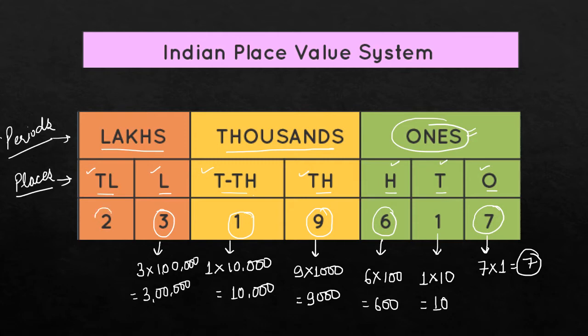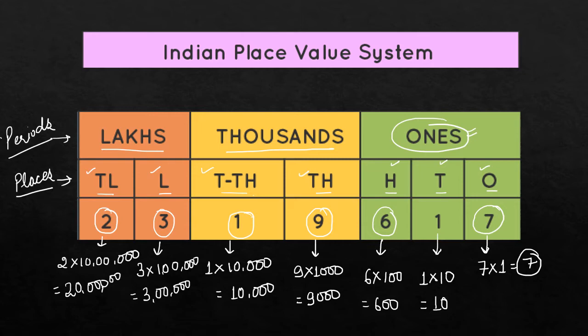In the same way, 2 is at 10 lakh place. So we will multiply 2 by 10 lakh. So place value of 2 is 20 lakh. This way we find out place value of each digit in a number.